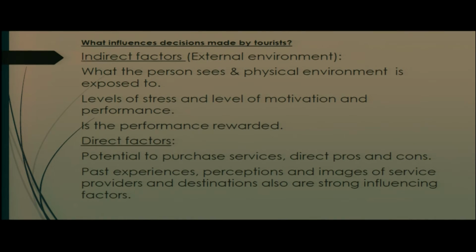What influences decisions made by tourists? Indirect factors, the external environment. What the person sees and the physical environment they are exposed to, levels of stress, and level of motivation and performance. Is the performance rewarded? A person's social, economic, and physical environment may stimulate a need to travel. Example: health, stress, and money. Motivation to travel: every person may have their own motive for traveling. Example: to escape, to learn, to spend time with family, etc.